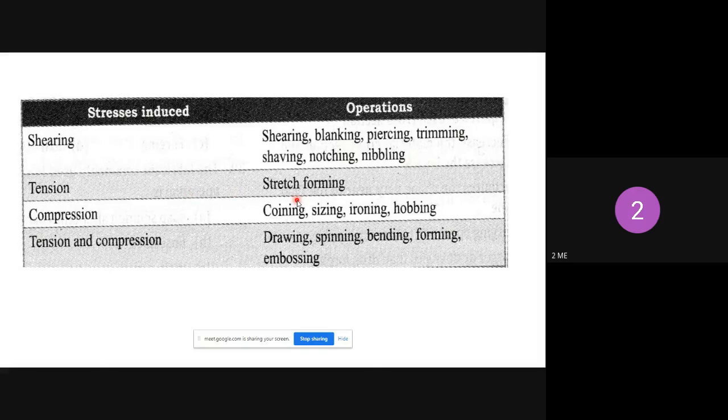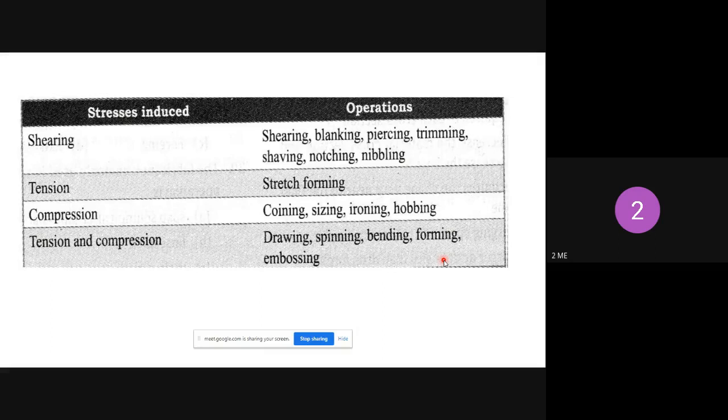Next, similarly, tension operation: stretch forming is elongation of the material. Compression operations are coining, sizing, ironing, and hubbing. Compression is giving a particular impression in the workpiece with the help of compressive force. Next is tension and compression combined: drawing operation, spinning operation, bending of sheet metal, forming, and embossing. We'll discuss them one by one.